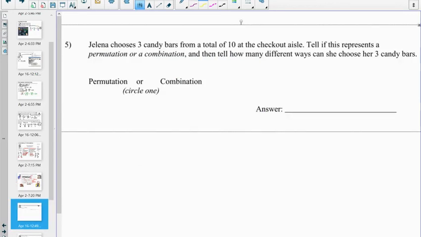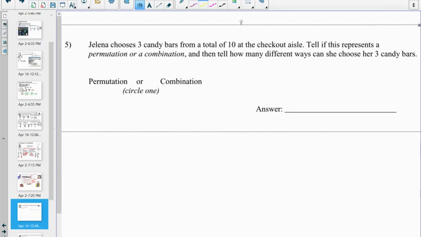I'm going to go on and do some more examples. This is from your review, by the way. So if you feel confident with this, you can skip these next couple ones. So if you're picking 3 candy bars from a total of 10 at a checkout aisle, is this going to be a permutation or combination? And then we're going to solve it.